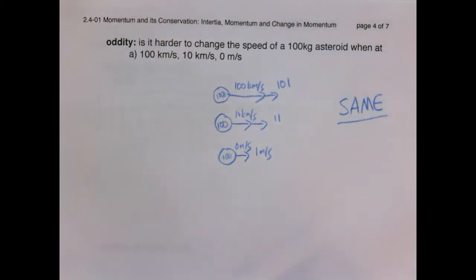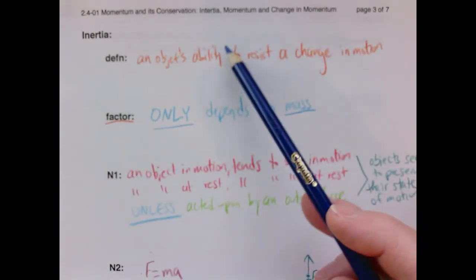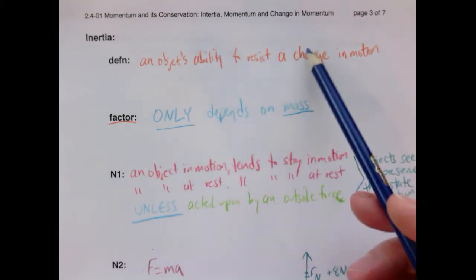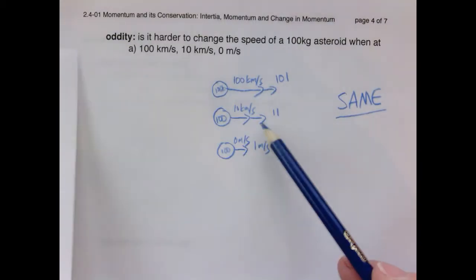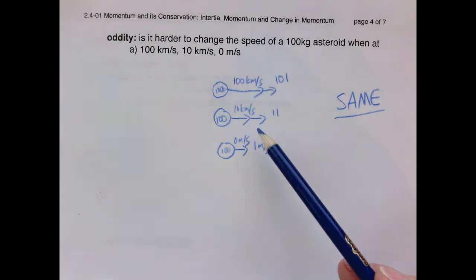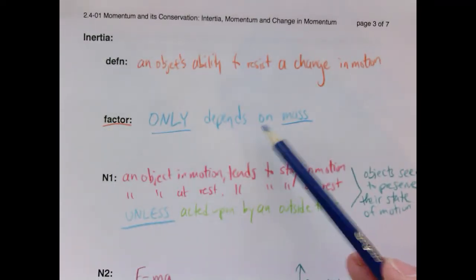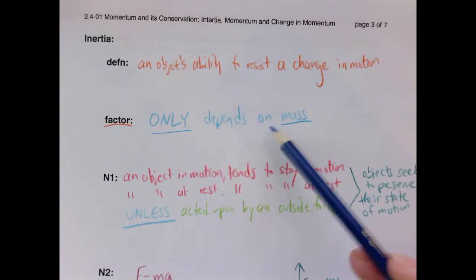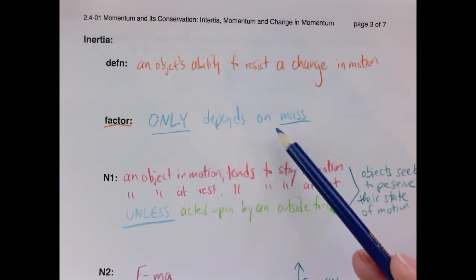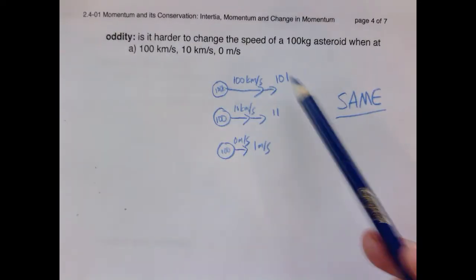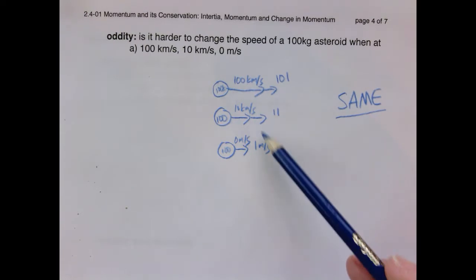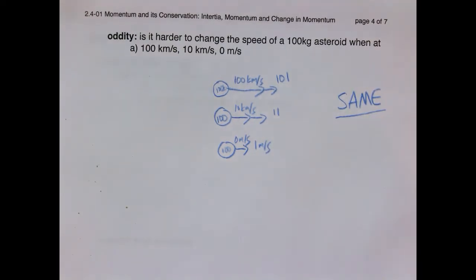Now, how that's important is if we go back to the definition of inertia. An object's ability to resist a change in motion. So all of these three asteroids want to resist their motion. They want to resist a change. And what we said is that inertia depends only on the mass. The only thing that resists the change in motion is the mass. That's the only thing that matters. So in this particular case here, the fact that they're traveling at different speeds makes no difference.